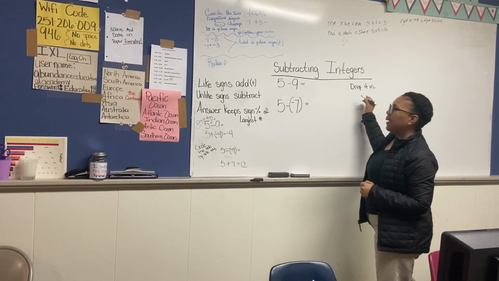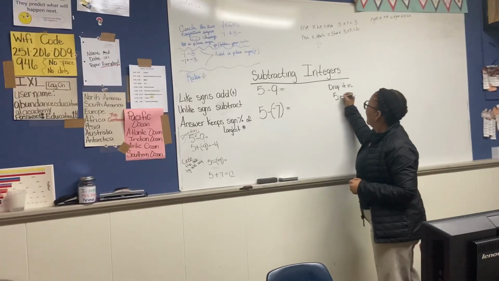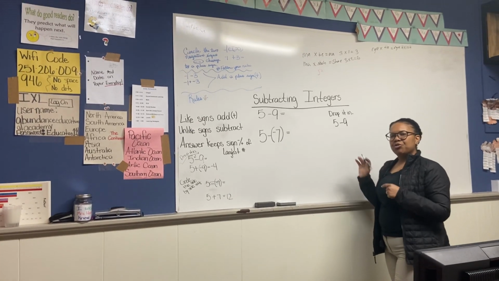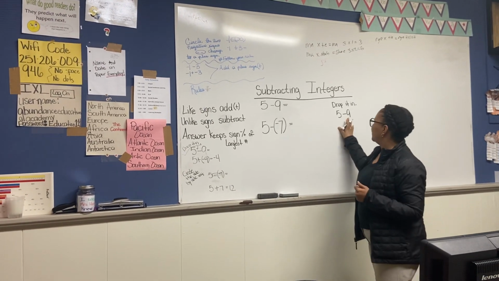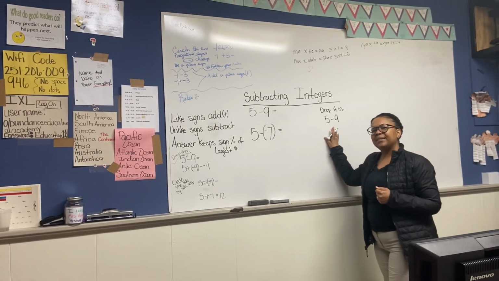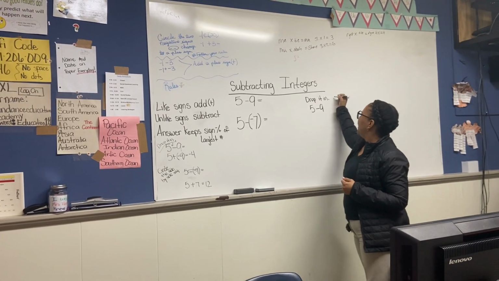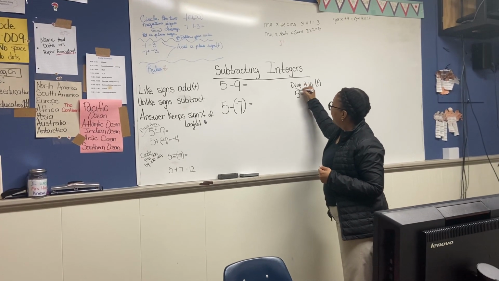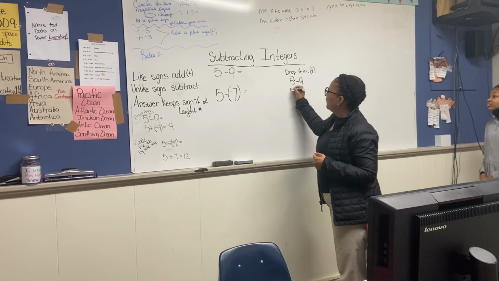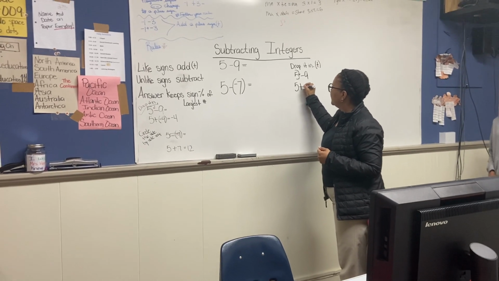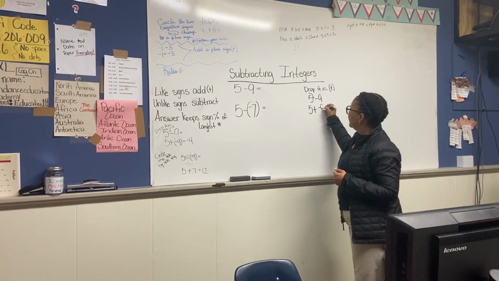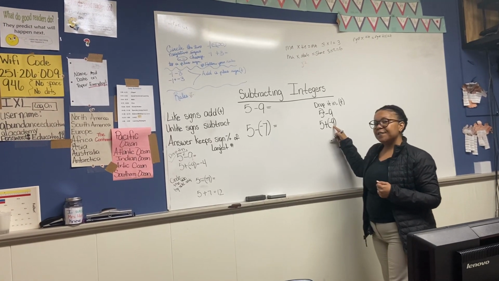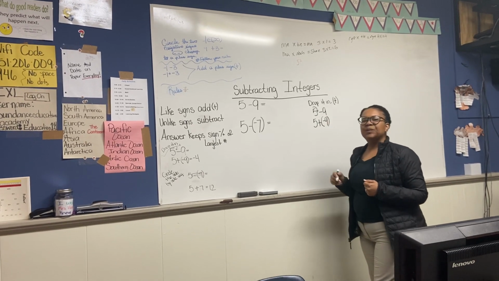So let's rewrite this problem. 5 minus 9. So what we want to do is drop in the plus sign. We're not going to change the problem. We're going to let the problem stay the same, but we're going to drop in the plus sign. So 5 plus minus 9. So that negative sign stays. It just goes to the 9.